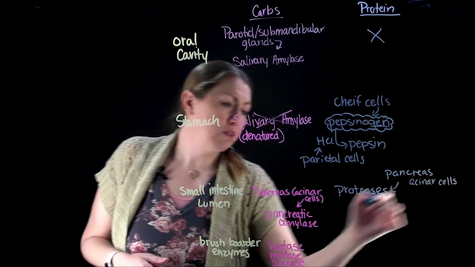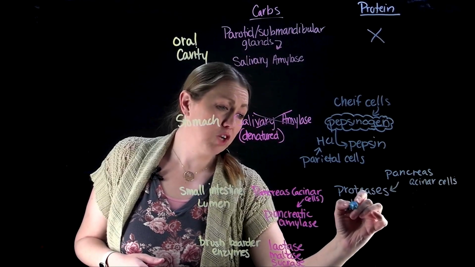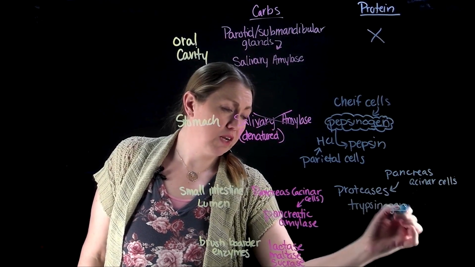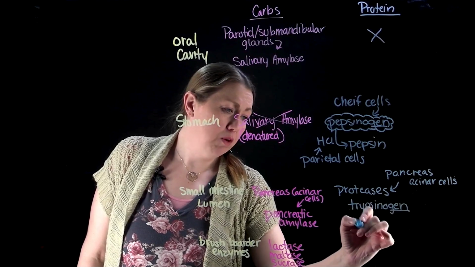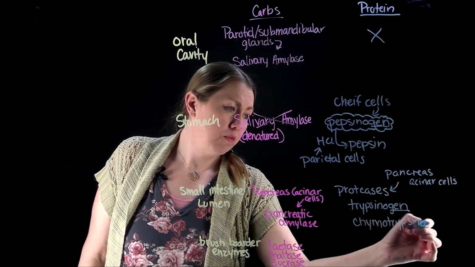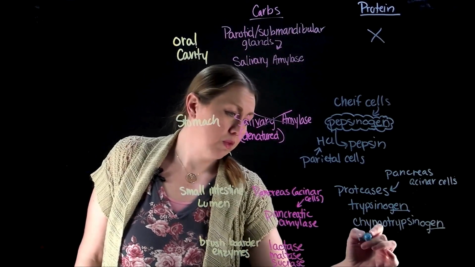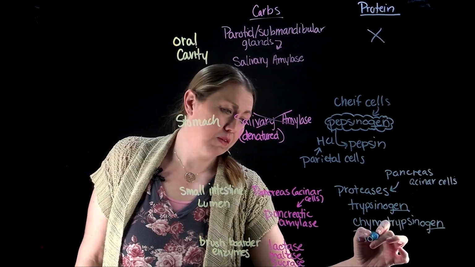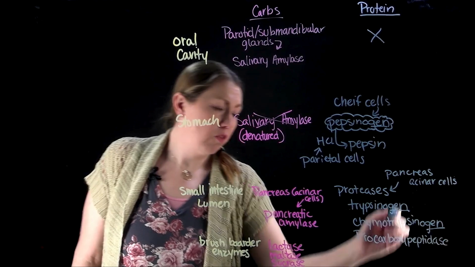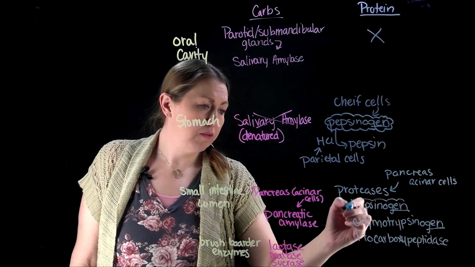And so they're going to secrete these proteases. These are going to be things like trypsinogen. The "gen" is going to tell you it's inactive. Chymotrypsinogen. And another way you can tell something is inactive is we can use "pro". So procarboxypeptidase. And so all of these are inactive.